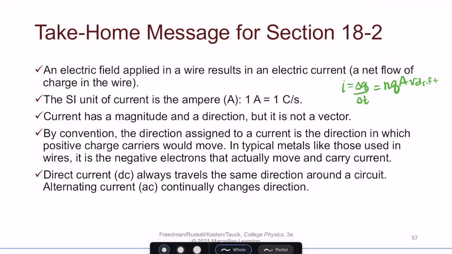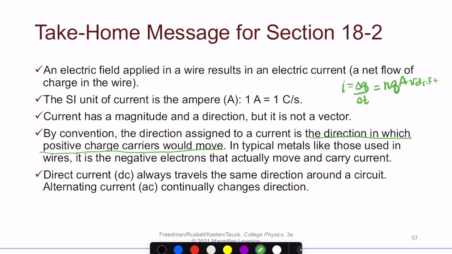Current can be defined in those two ways. The unit of current is the ampere. Current has a magnitude and a direction, but it's not a vector. The magnitude is given by delta Q over delta T or n q A v drift, but the direction is either clockwise or counterclockwise. By convention, thanks to Benjamin Franklin, current is in the direction in which a positive charge would move. In metals, typically it's electrons that are moving, but we're just going to pretend that it's the positive charges that are moving.